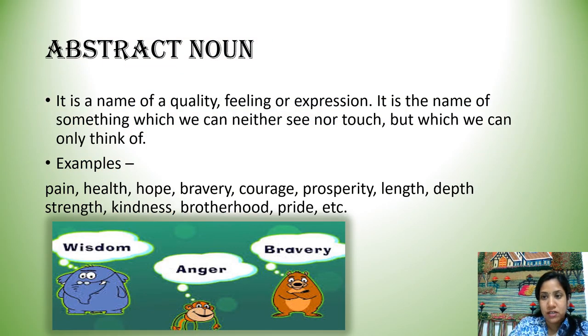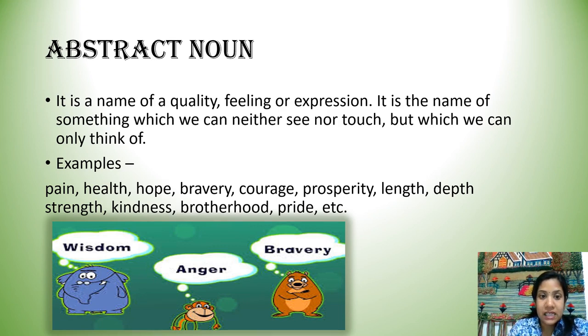So let's proceed further. Next comes abstract nouns. Abstract noun is a name of a quality, feeling, or expression. It is the name of something which we cannot see, which we cannot touch. We can only feel that. Those objects, or those things, or those ideas and feelings, we call them abstract nouns. Like, for example, pain. We can't see what is pain, we can only feel it.